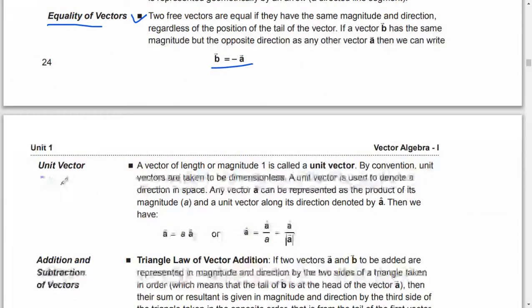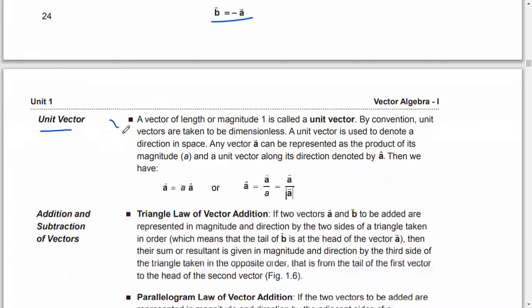Unit vector. A vector of length or magnitude 1 is called a unit vector. By convention, unit vectors are taken to be dimensionless. A unit vector is used to denote a direction in space. Any vector A can be represented as the product of its magnitude A and a unit vector along its direction, denoted by A cap. Then we have vector A equal to A into A cap, or A cap equal to vector A by A, equal to vector A by mod of vector A.